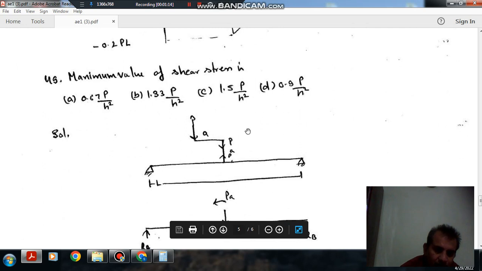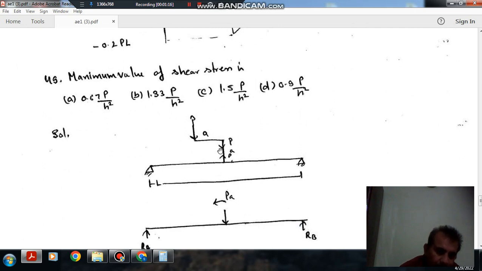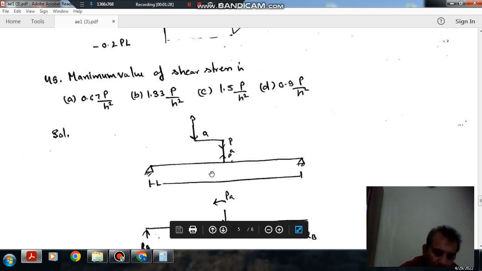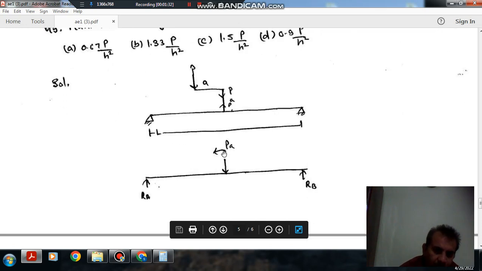So this is your diagram, and in this diagram we can apply P downward here and P upward here. It will make no difference. Now this downward P and this upward P will create a moment that will be equal to P into A, and this P will be directly transferred to the beam. So the equivalent diagram is this, and RA and RB are the reactions at the 2 ends. Okay, so this is your P.